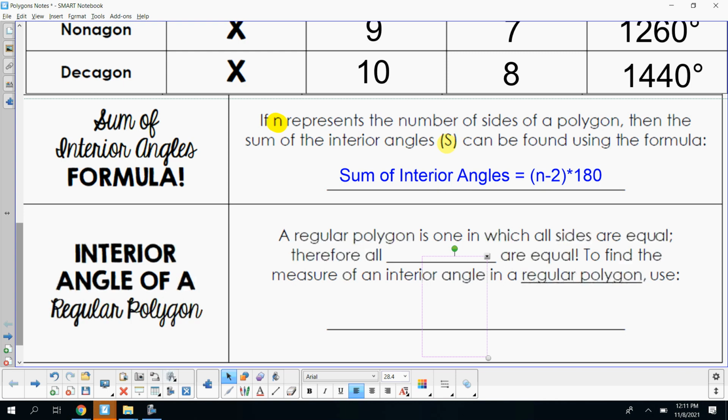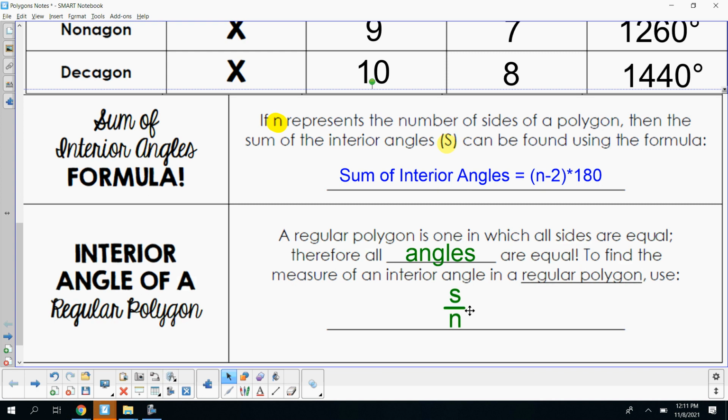Interior angles of a regular polygon. A regular polygon is one in which all sides are equal. Therefore, all angles are equal. To find the measure of an interior angle in a regular polygon, you're going to take the sum of the interior angles and divide it by the number of sides. Again, S is the sum of the interior angles, and n is the number of sides.